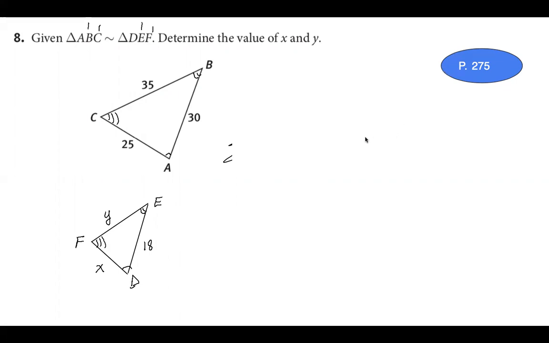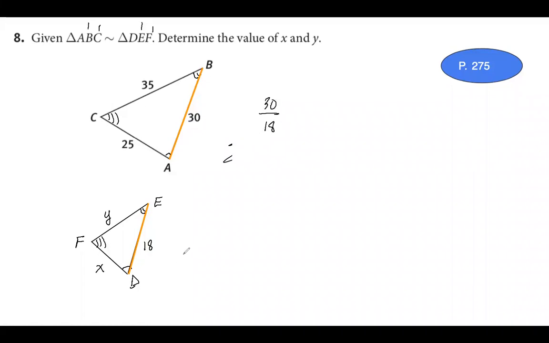So I want to find x and y, and the first thing I need are a pair of corresponding sides that both have numbers. So I'm going to pick side AB and side DE. In fact, that's the only one you could pick. It's the only one where both of the corresponding sides have numbers, and that's going to give me my scale factor. So my scale factor is 30 over 18.